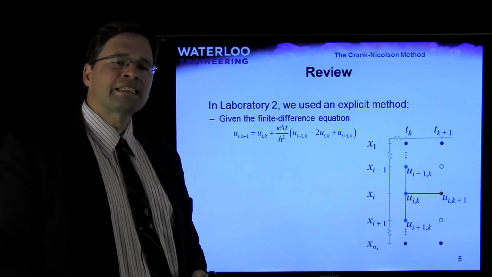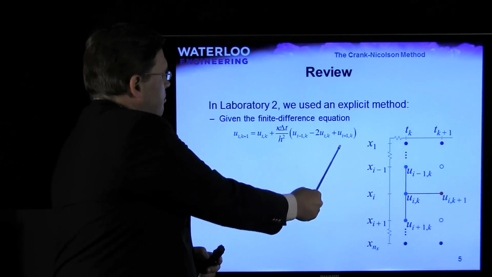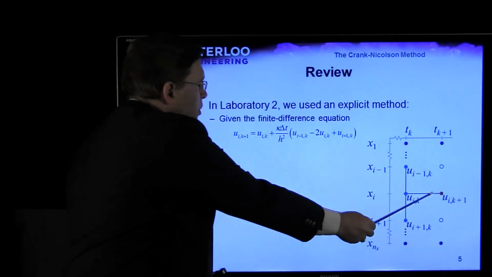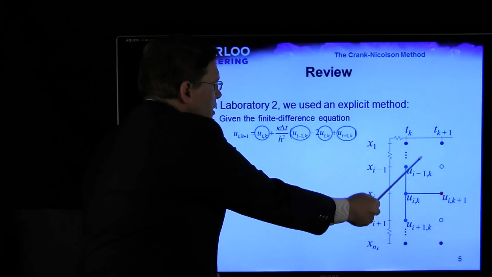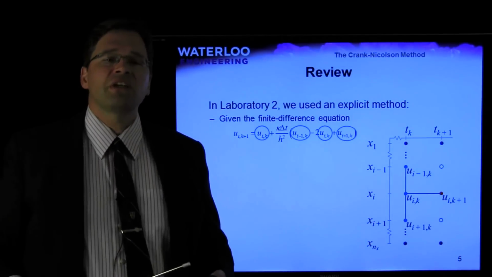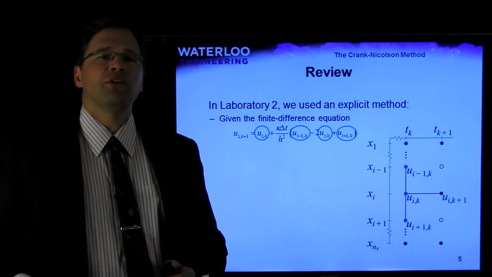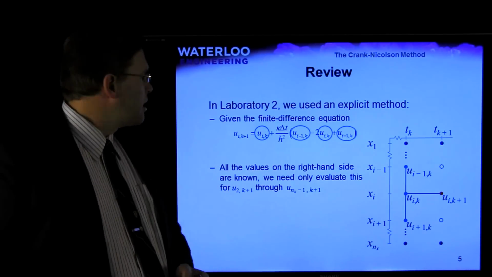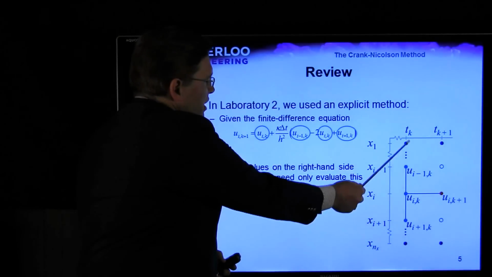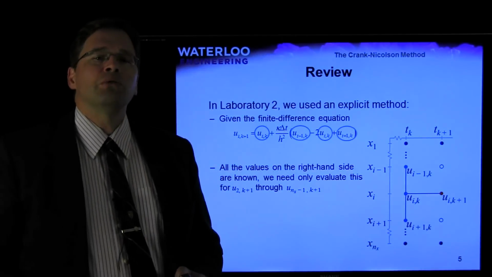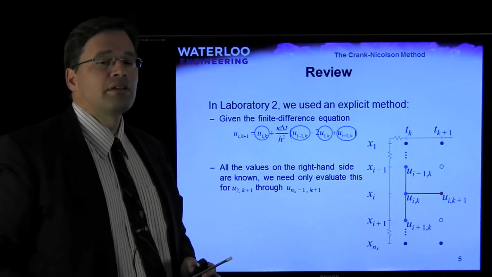Now, in Lab 2, we used an explicit method. Here we found this finite difference equation. This finite difference equation approximated a point in the future by using three known values. And those three known values were from previous time. So we stepped forward and explicitly calculated the unknown at the next step in time. All the values on the right-hand side are known, and we knew all the values at time t sub k. So all we had to do was approximate the solutions at each of the interior points at the next time.